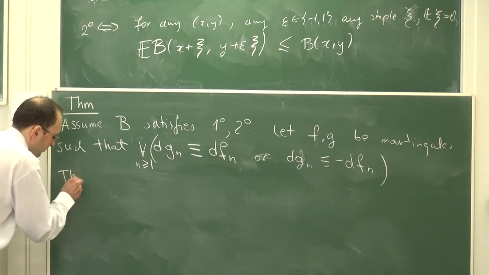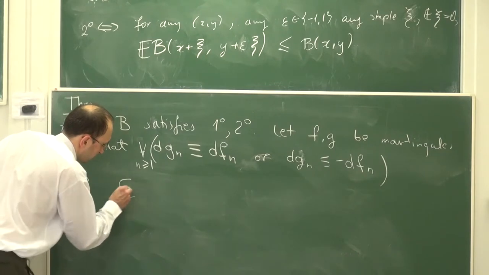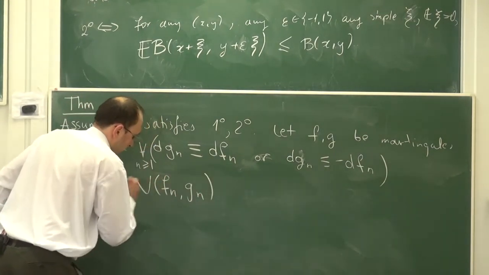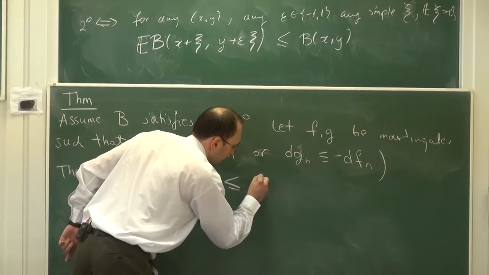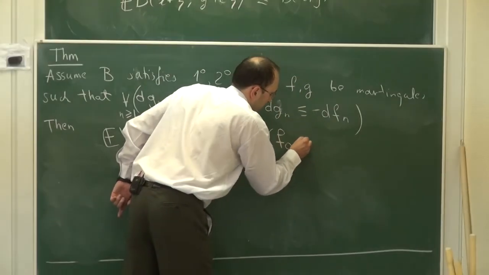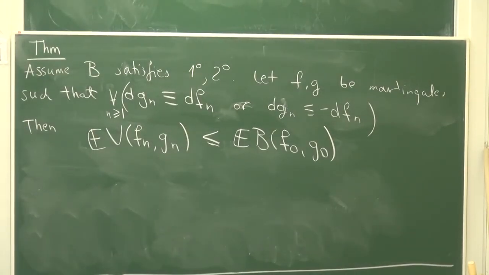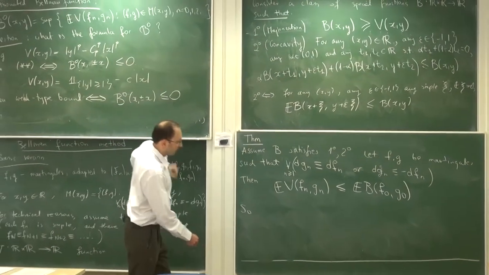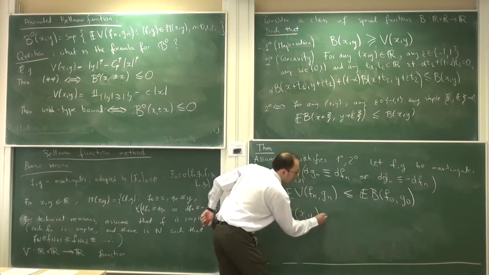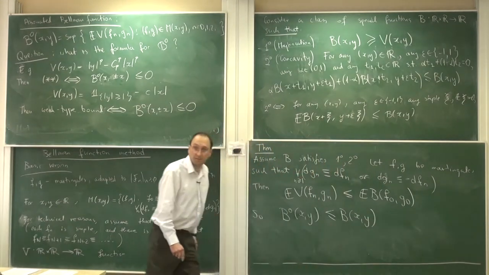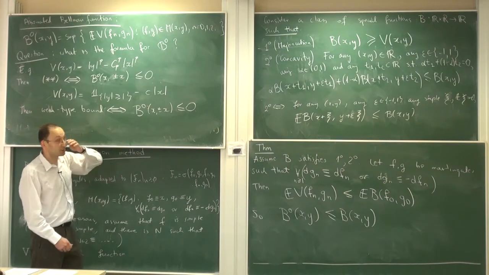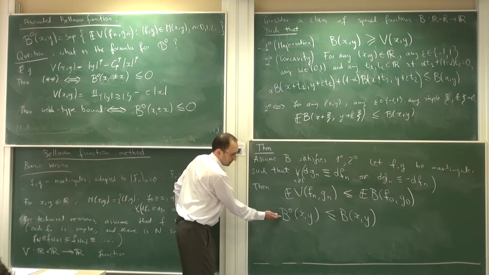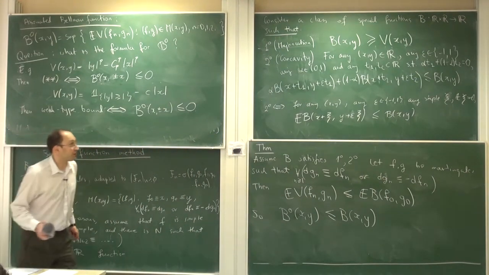So then, if we compute this expectation, it does not exceed B(x, y). In particular, if you take a look at the definition of B0, if we take these pairs from the class M here, we get that B0 is bounded from above by B. It's just from the very definition of B0. This is just a particular case of this inequality. So this is our first part.